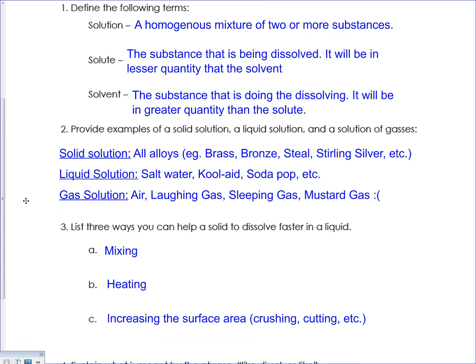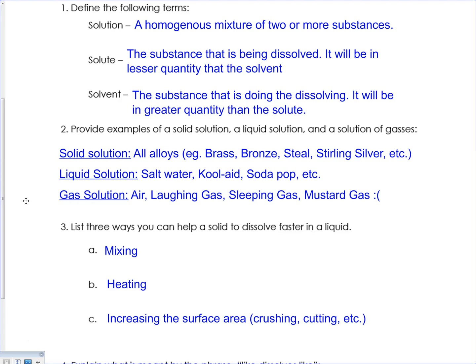These are the three ways that you can dissolve something faster. Mixing it up moves all the water particles past the solid crystals. And so as the water, or whatever the solvent is, rushes past the crystals that you're trying to dissolve, it pulls away at the edges because there's sort of a friction there, and it makes it dissolve faster.